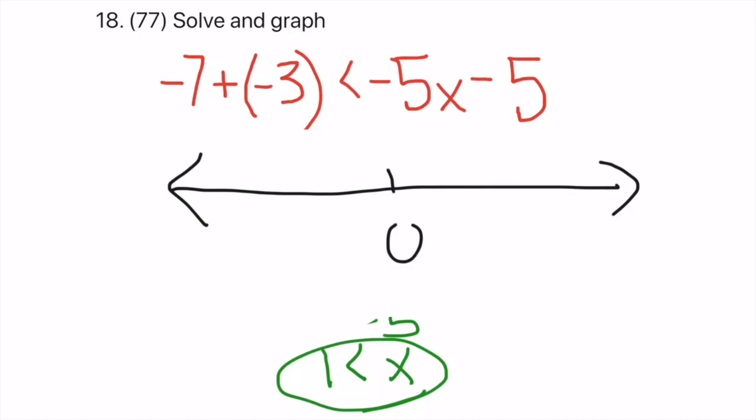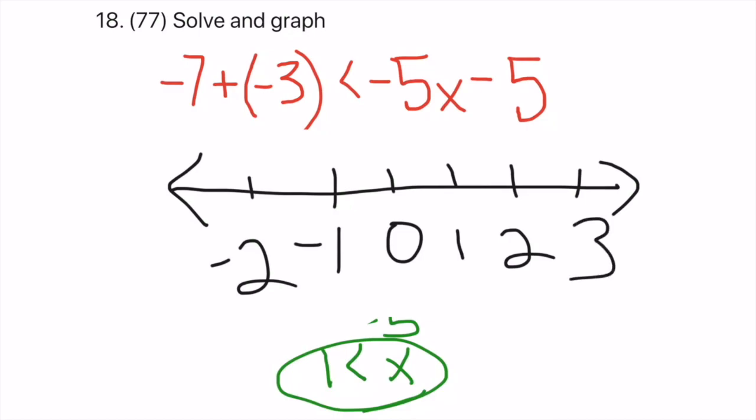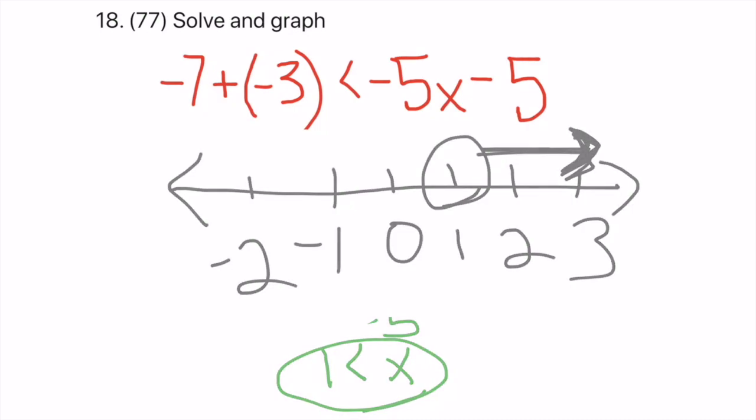So we need to have a 1 here, and I'll do some negative numbers too. It's going to be an open circle around 1. And then all the numbers that are greater than 1 are going to solve this inequality. So we want everything that's greater than 1, so we're going to be pointing to the right, because those are numbers that are greater than 1.